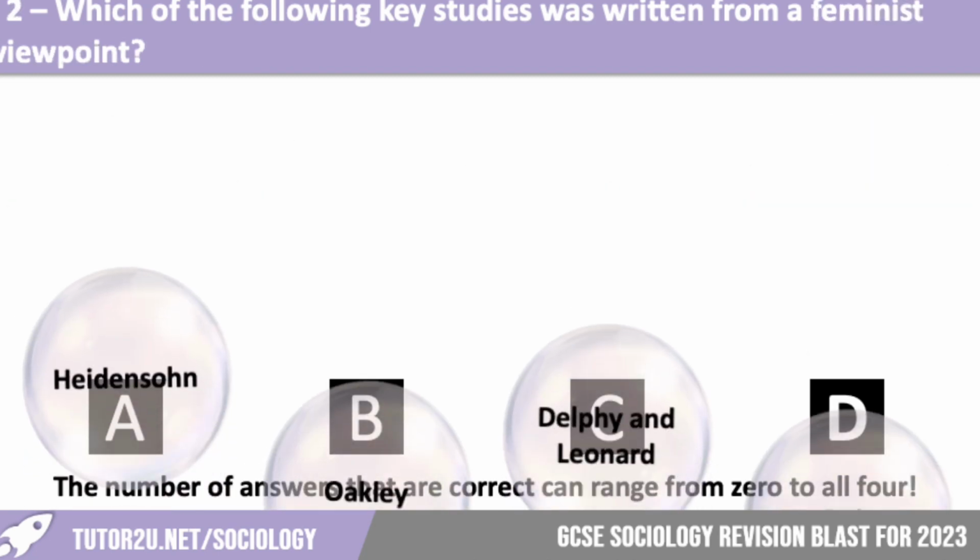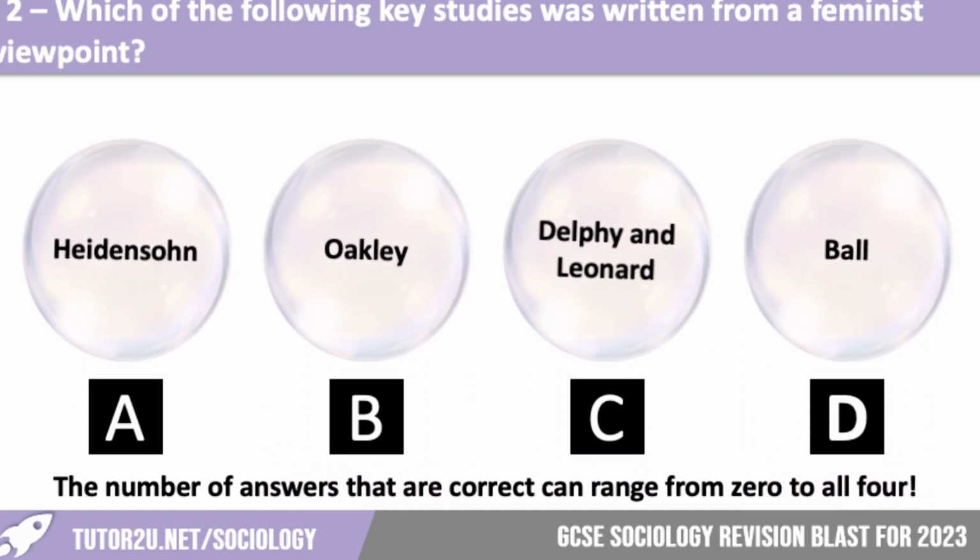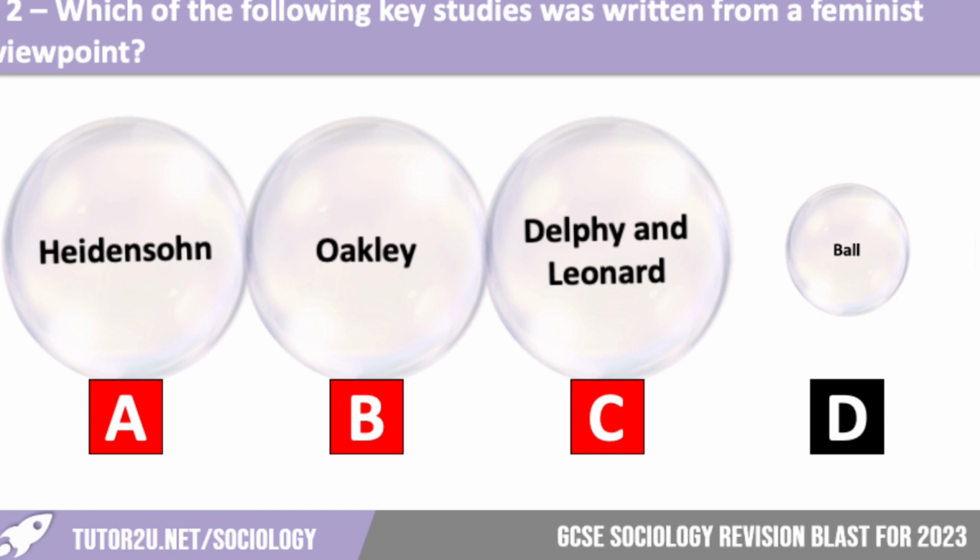Right, number 2. Which of the following key studies was written from a feminist viewpoint? Hydison, Oakley, Delphi and Leonard, or Ball? So just leave those up for just a moment. Okay, let's reveal. Okay, so Hydison talked a lot about women and their control, which stopped them entering lots of criminal activities. Oakley and Delphi and Leonard are particularly focused on inequalities in the home. So Oakley talked specifically about the dual burden, for example. Stephen Ball did some work on labelling within schools, particularly looking at setting.